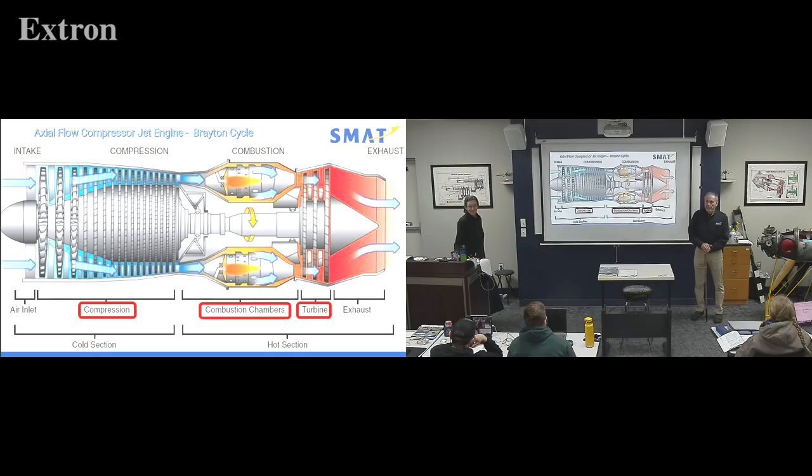Amazing. It just blows my mind, like there's enough energy. That's why turbine engines are cool. Just the amount of power that they generate is really neat.